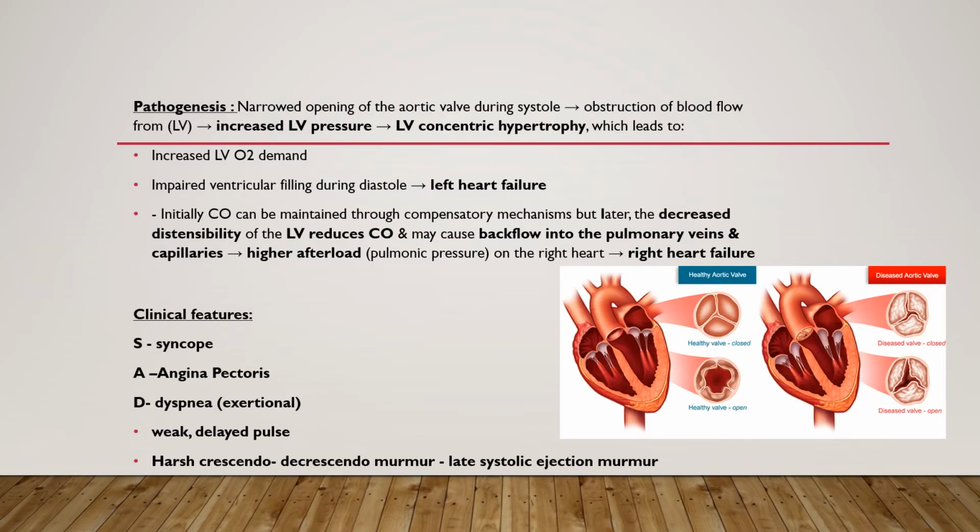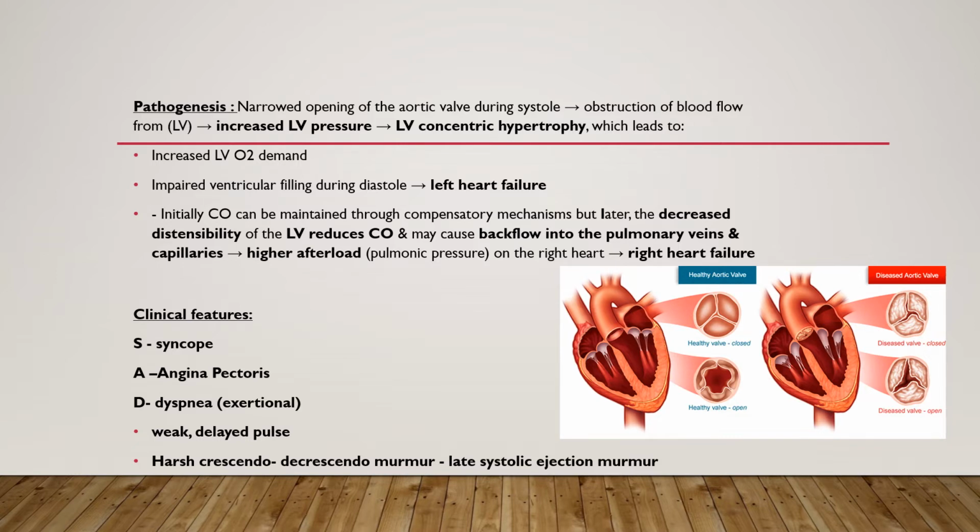In terms of pathogenesis of aortic stenosis, we said that the valve orifice is a lot narrower during systole, and so blood is not going to be able to flow as effectively from the left ventricle into the aorta, so there's going to be increased left ventricular filling pressure. It's going to build up, and this is going to increase the left ventricular pressure, causing left ventricular concentric hypertrophy, which is an adaptive mechanism.